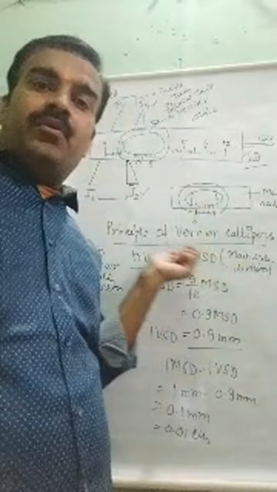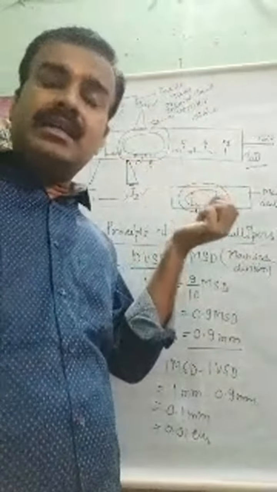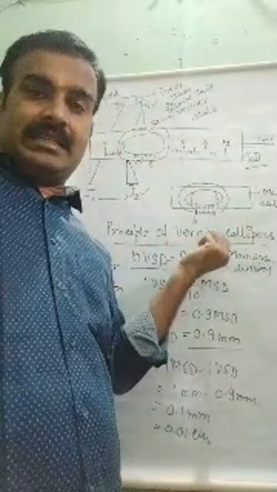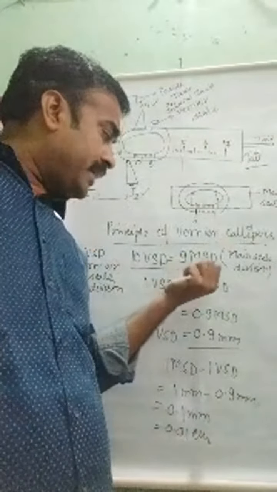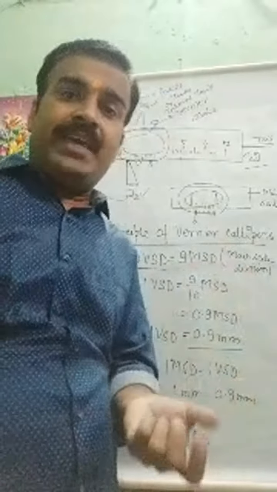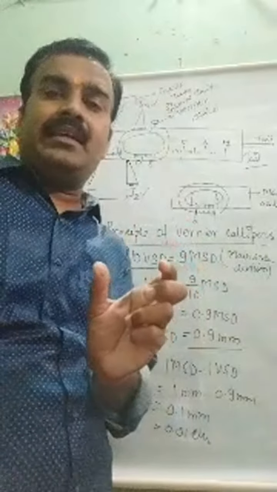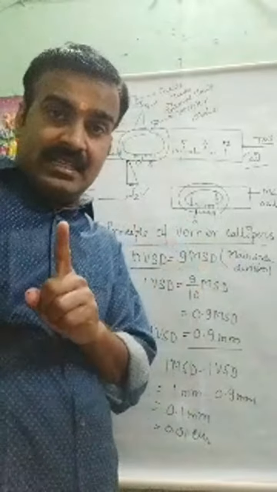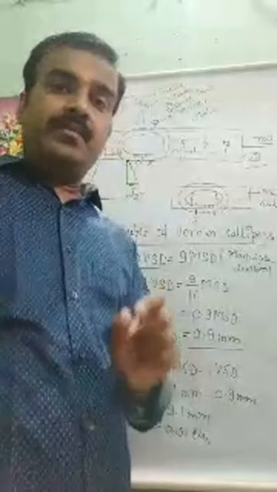Once we join both the jaws, we will find 10 Vernier scale divisions equal 9 main scale divisions. Now, 1 Vernier scale division equals how much? You will write 9 upon 10 MSD. Since I have already explained, each unit, or 1 centimeter, will consist of 10 divisions, so 1 main scale division will be equal to 1 millimeter.